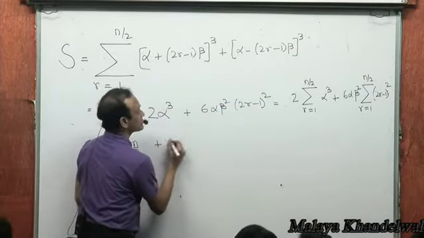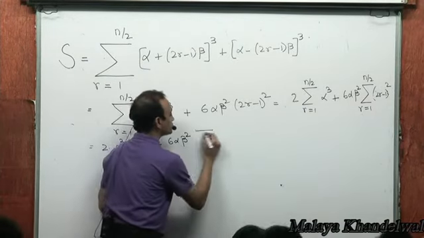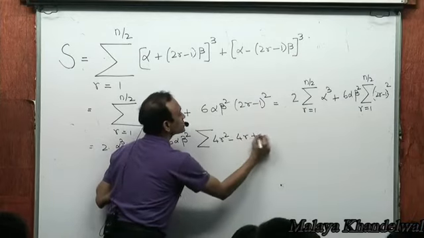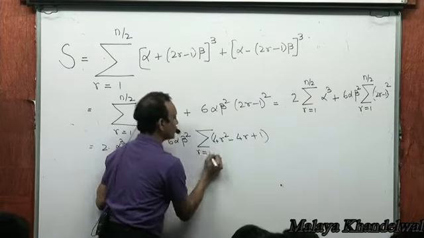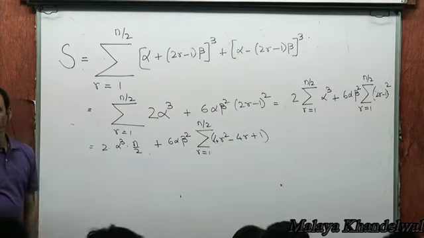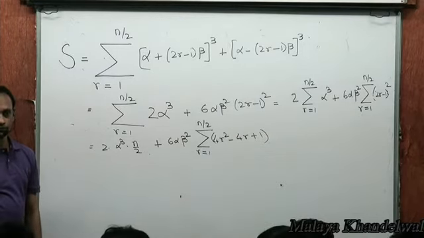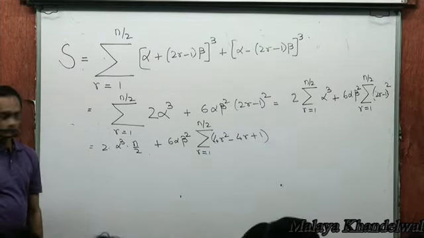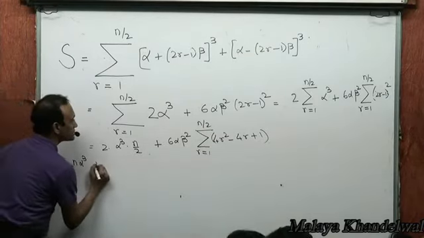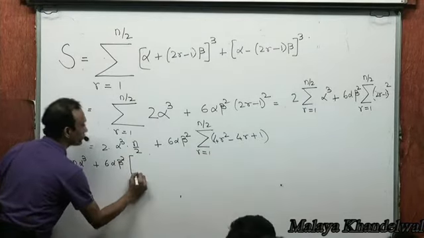The second summation, 6 alpha beta squared, summation of 4r squared minus 4r plus 1, r equal to 1 to n by 2. Yes or no? Clear? Which is n alpha cubed plus 6 alpha beta squared into.